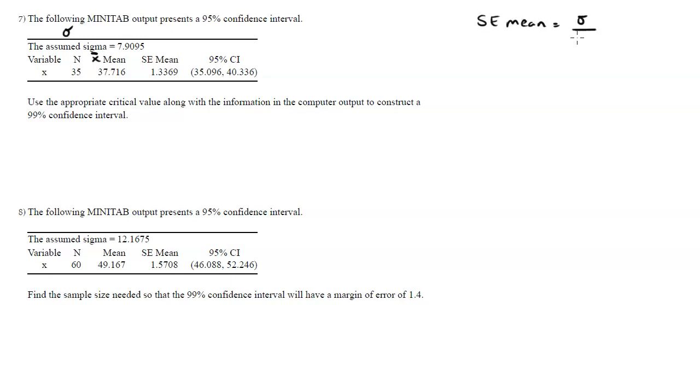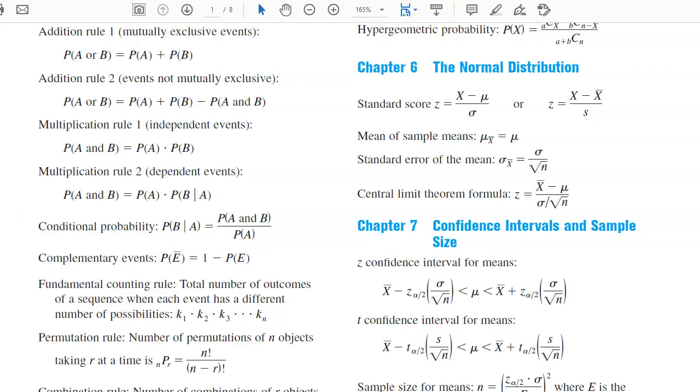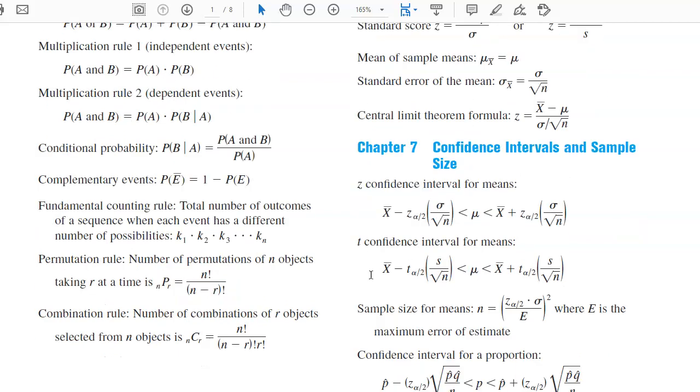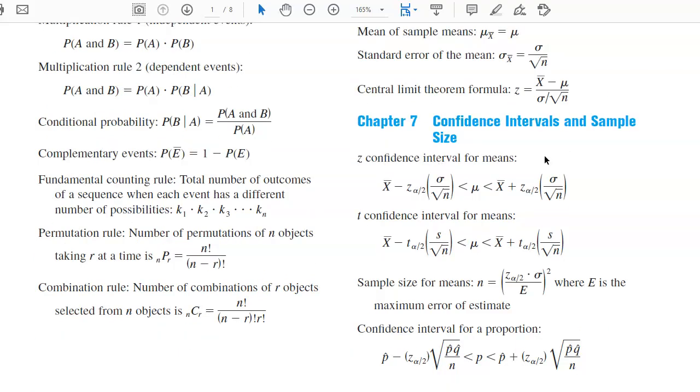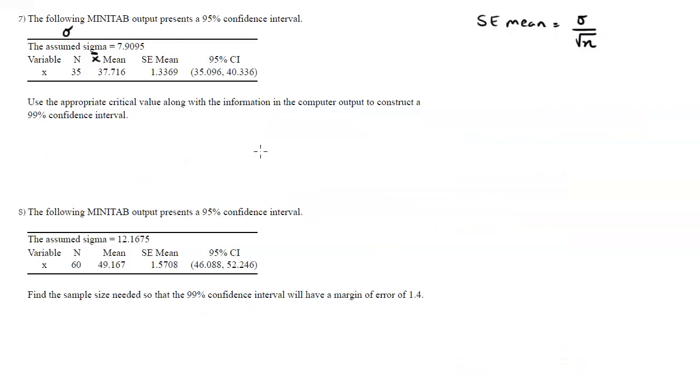is that sigma over the square root of n piece that we see from our formula. If I go to chapter 7, the Z confidence interval, the T confidence interval, this sigma over the square root of n, that's the standard error of the mean, or s over the square root of n. That's our standard error of the mean. And then we have the actual 95% confidence interval, the left bound and the right bound.